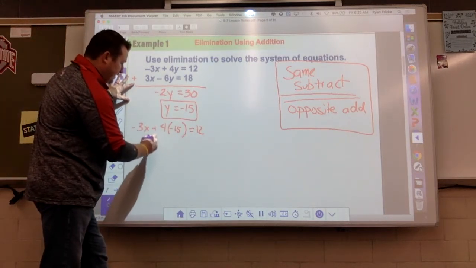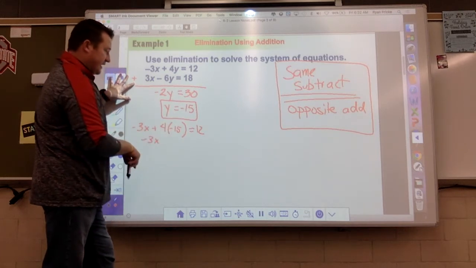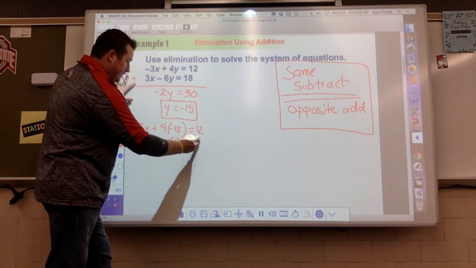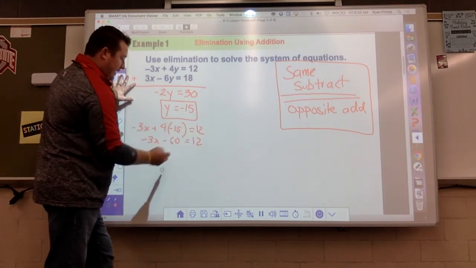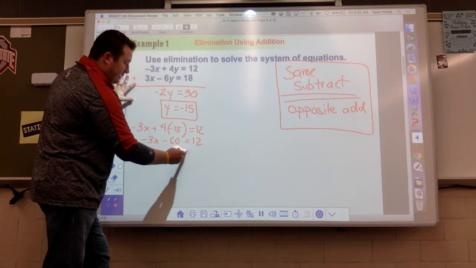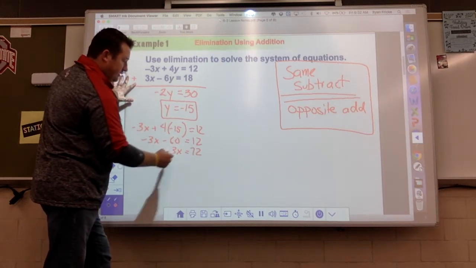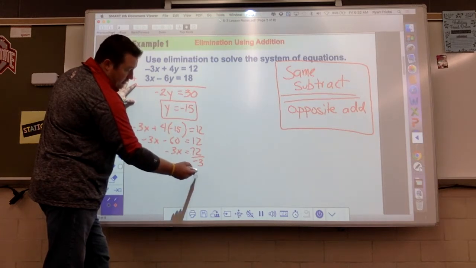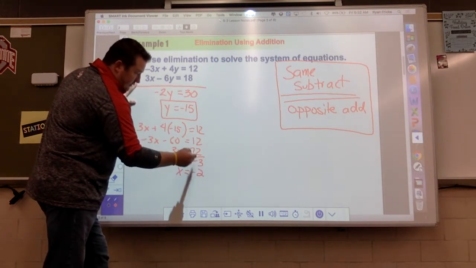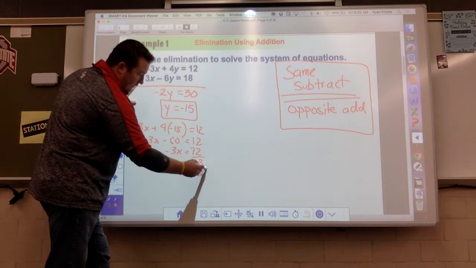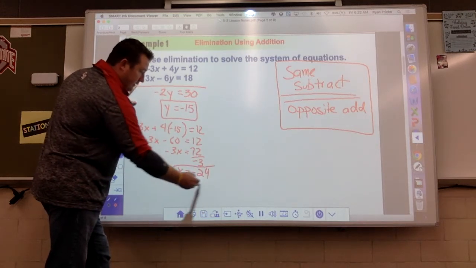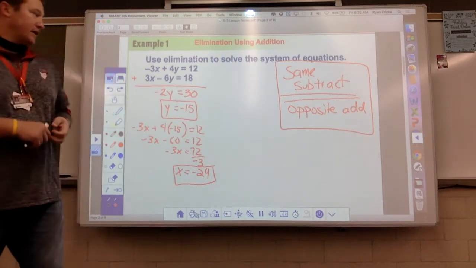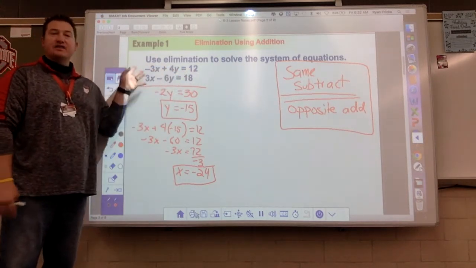So this is -3x. 4 times -15 is going to be what? -60. And that equals 12. Then we're going to add 60 over there. -3x equals 72. Divide by -3. x equals negative... Oh, it's early, but I can still do this. That's 12, and that should make -24, I do believe. Bam, perfect. There's elimination. Again, this is the best case scenario, guys.